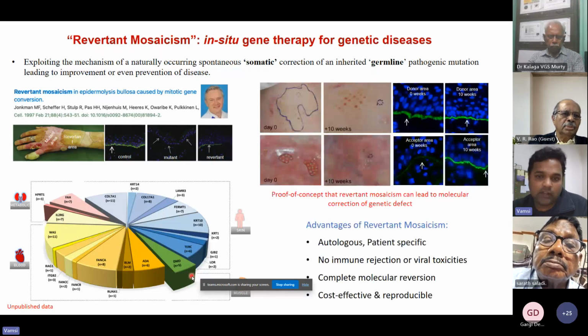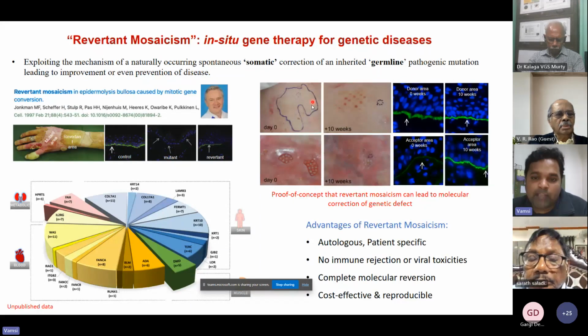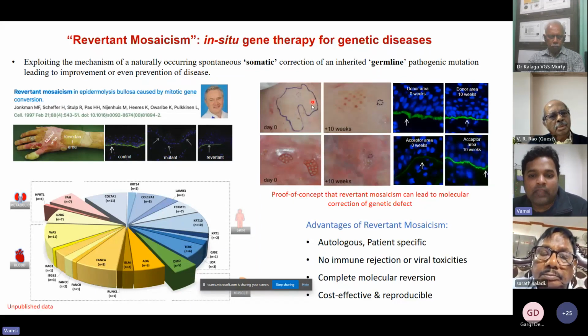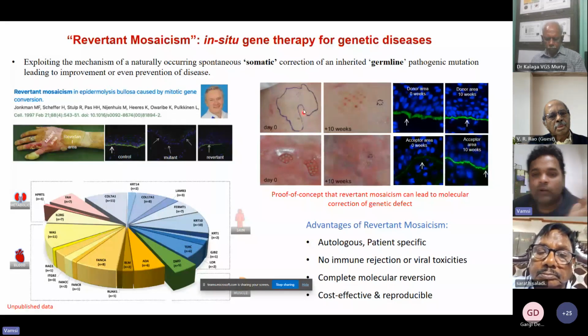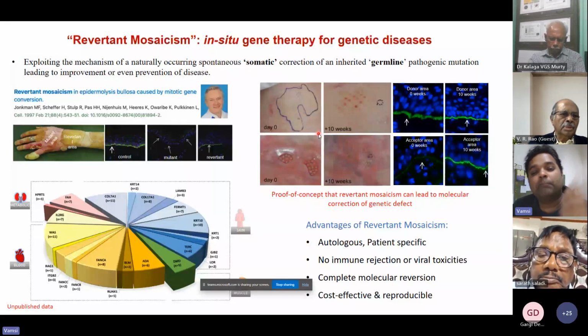And these events you can now convert into therapy, because all you need to do is identify this patch that is normal, take a punch biopsy from it and put it on the wound, and it will immediately heal. So you don't need any in vivo gene corrections or anything. This is natural gene therapy that happens by the patient.